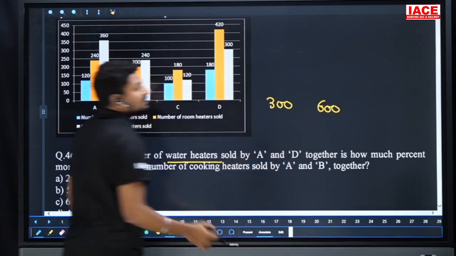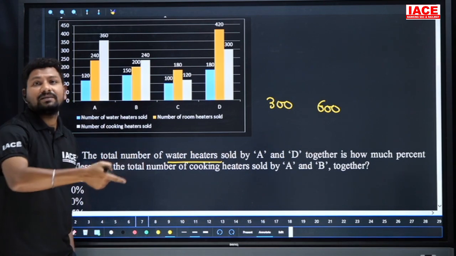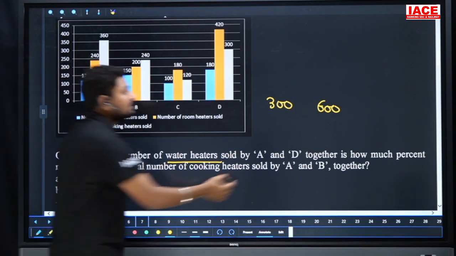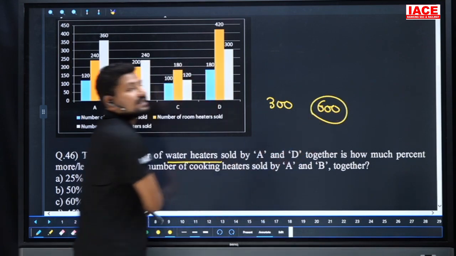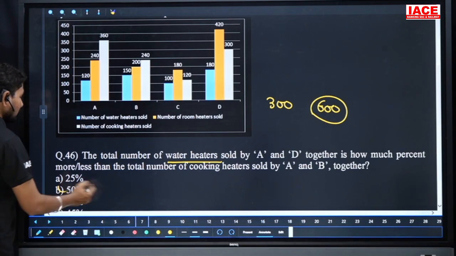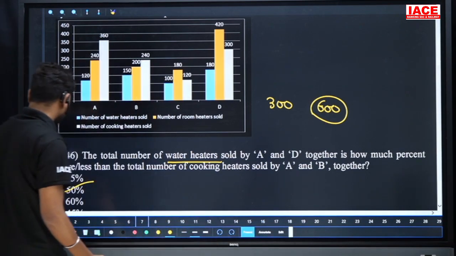300 is less than 600. How much less? It is 300 less. 300 out of 600 is how much percentage? 50 percent. So it is 50 percent less. The option is B. And next, let's move on to the next question.